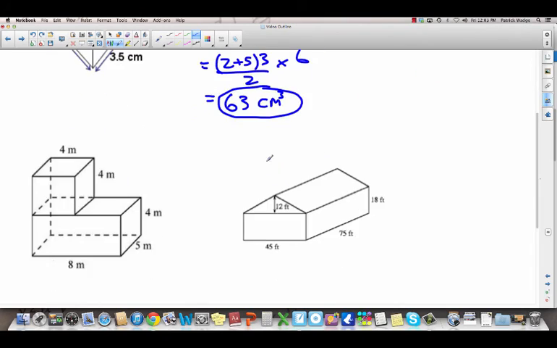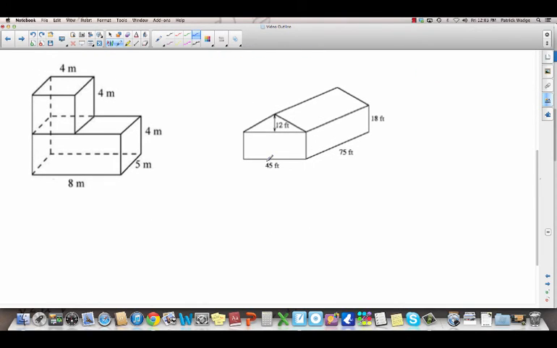Alright, finally we have some composite shapes. Composite because they're composed of more than one shape. So the first one, what do we have? We have a rectangular prism sitting on a rectangular prism.